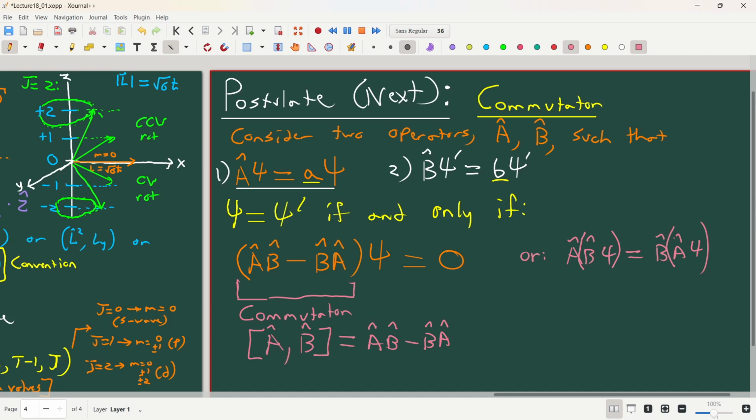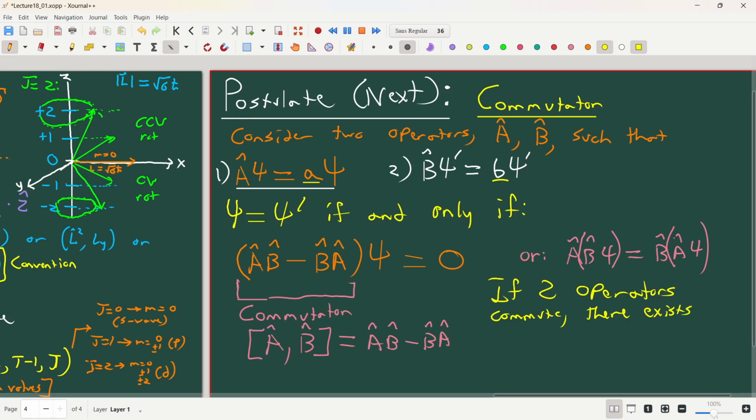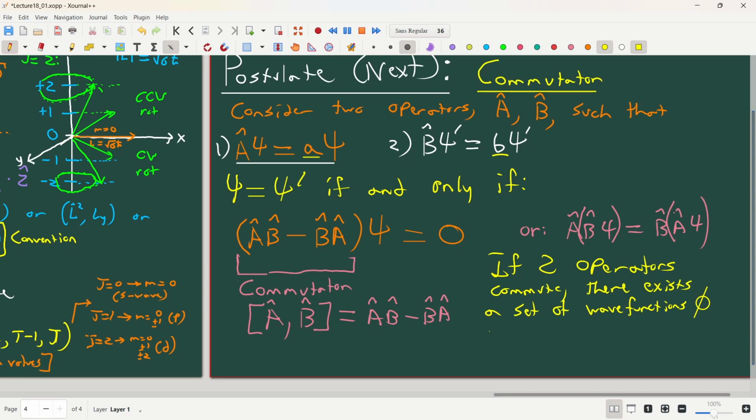All right, so we say that if two operators commute, which means that you can flip the order with no change, there exists a wave function or a set of wave functions, we'll call them phi, such that when I measure phi with A, I get a number out. And if I measure with B, I get a number out.